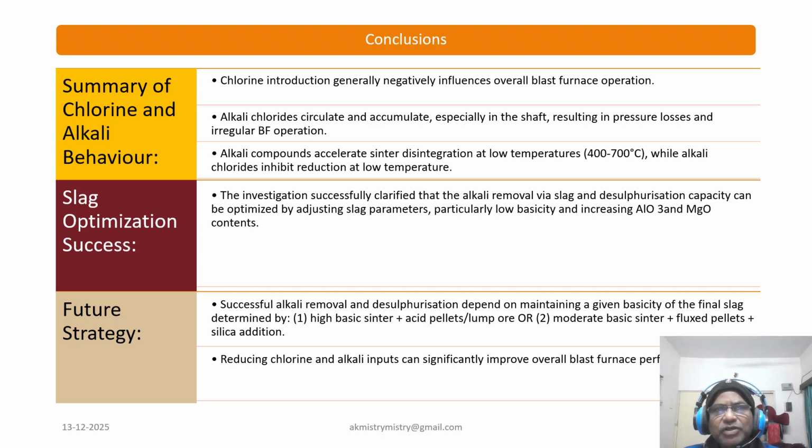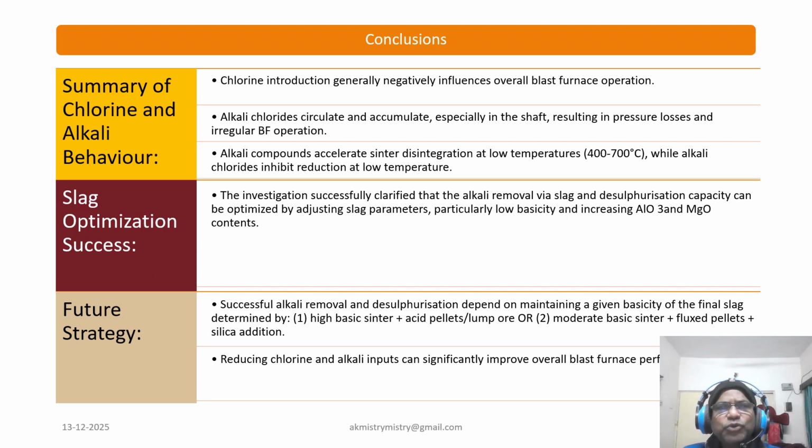On the positive side, we have clarified through our slag optimization work that we can actively manage the slag's ability to remove alkali and sulfur by controlling its chemistry. The optimal window for high alkali retention and good desulphurization is achieved with a lower basicity slag coupled with increased alumina and MgO content up to a certain extent only, and this leads to our future strategy for burden planning to achieve this optimal slag chemistry.